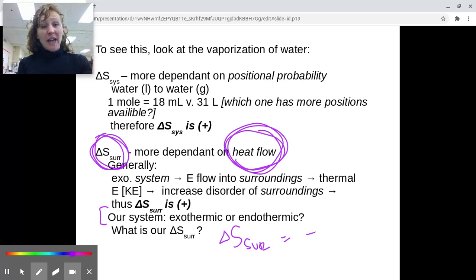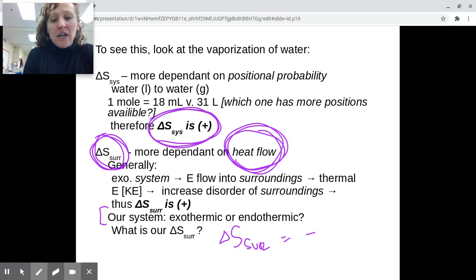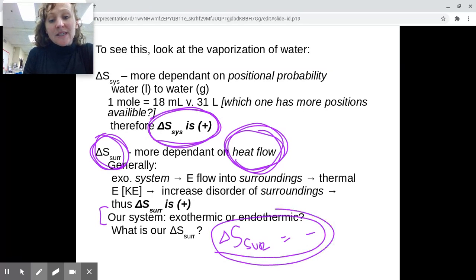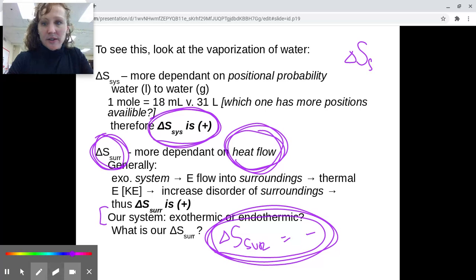Okay, so here we have the third scenario we talked about on the last page. Entropy of the system is positive. Entropy of the surroundings is negative. So what is going to happen to entropy of the universe?